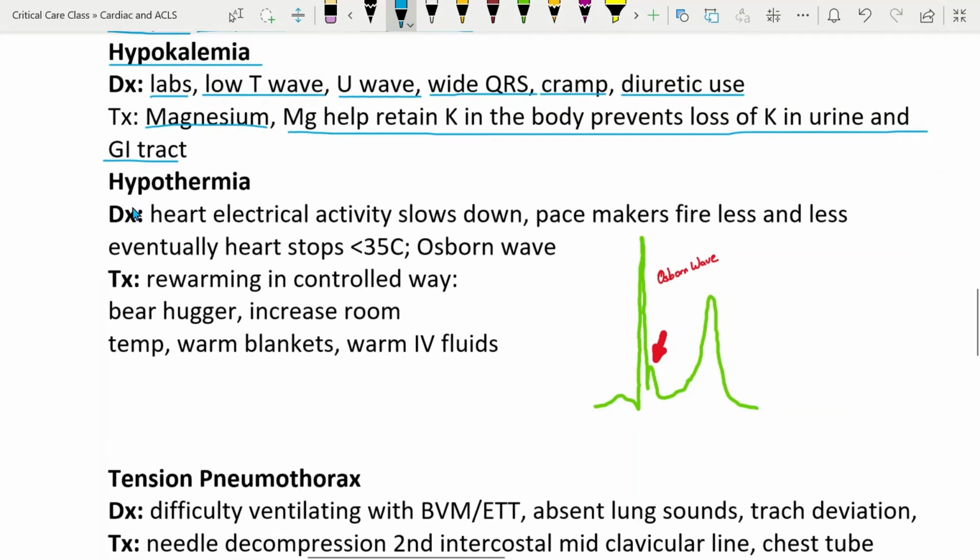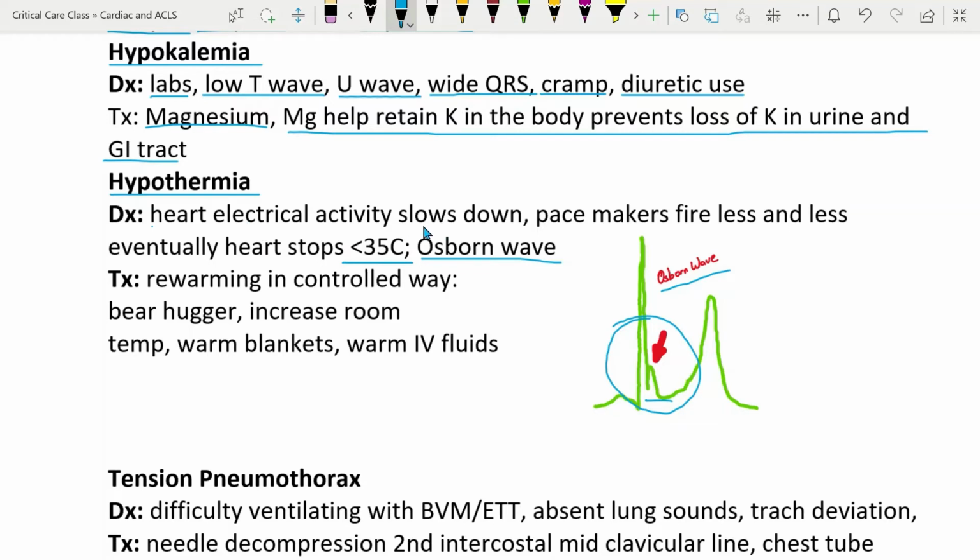Next is hypothermia. Diagnosis is supported by low temperatures below 35 Celsius, Osborn wave, which is depicted over here. This little bump next to the QRS is the Osborn wave. Other signs and symptoms are slow or absent heart rate.